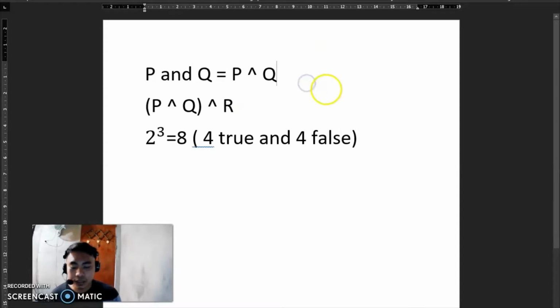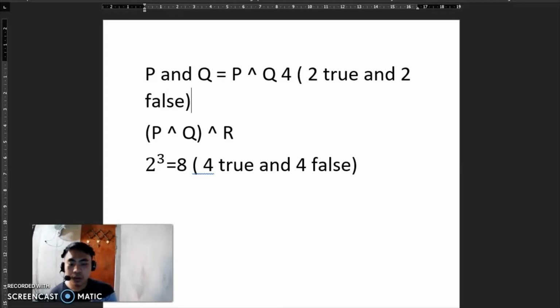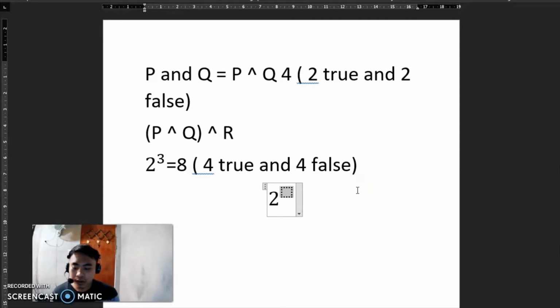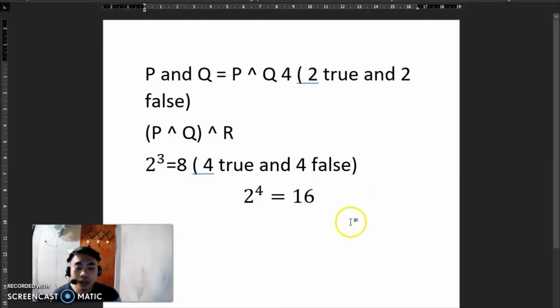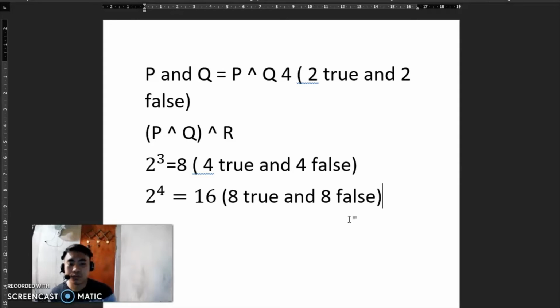Kanina po dito, since tayo ay may 4 elements, meron po tayong 2 true and 2 false. Paano naman po, sir, kung 4 na po yung ating letter? So, we have 2 raised to 4, which is 2 times 2 times 2 times 2, equivalent to 16. So, ano pong gagawin natin dyan kung 16 po ang elements? So, we have to write 8 true and 8 false.